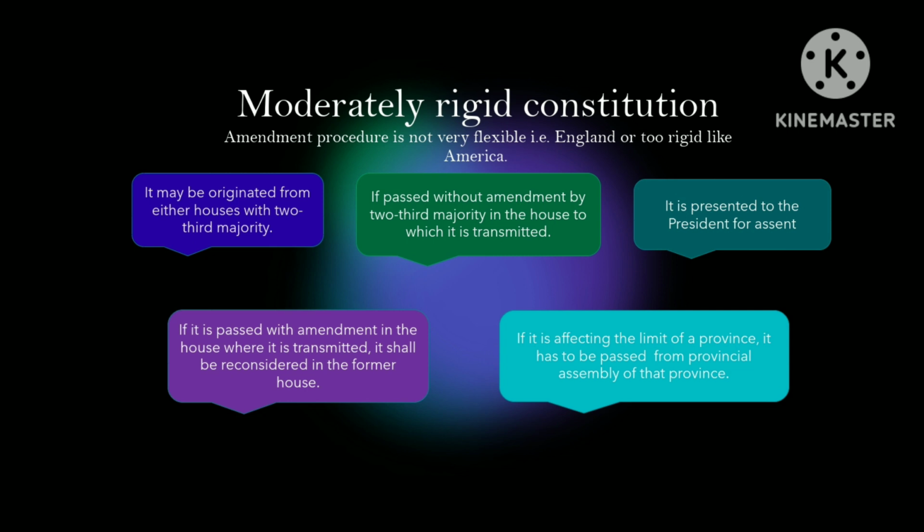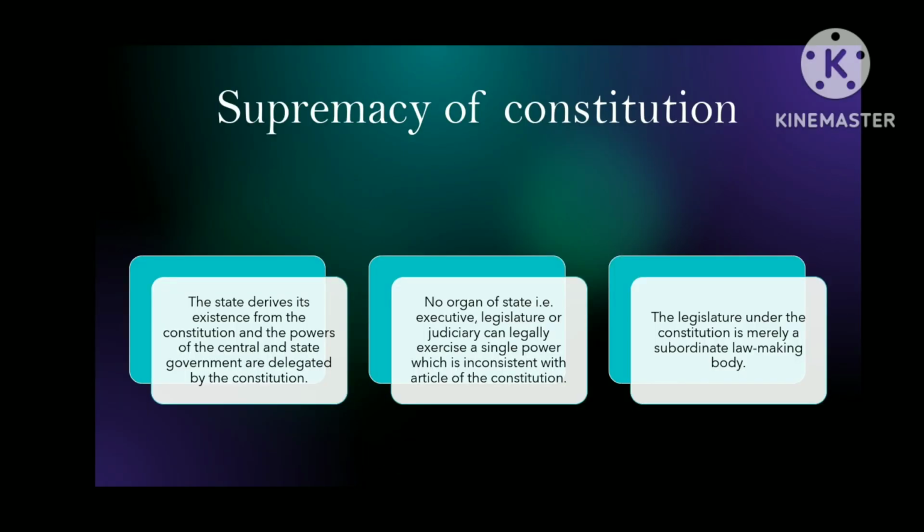If it is affecting the limit of a province, it has to be passed by the Provincial Assembly of that province and then presented to the President for assent.